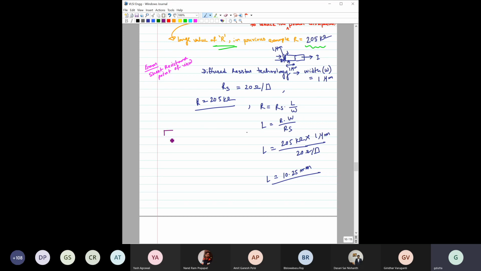That means if you are making a resistor, means diffusing it, obviously this drawing is not to scale. If this is 1 micrometer, then you need a length of 10.25 mm, right? So that the resistance between these two will become 205 kilo ohm. This length is 10.25 millimeter, but in semiconductor, this is too large, right?